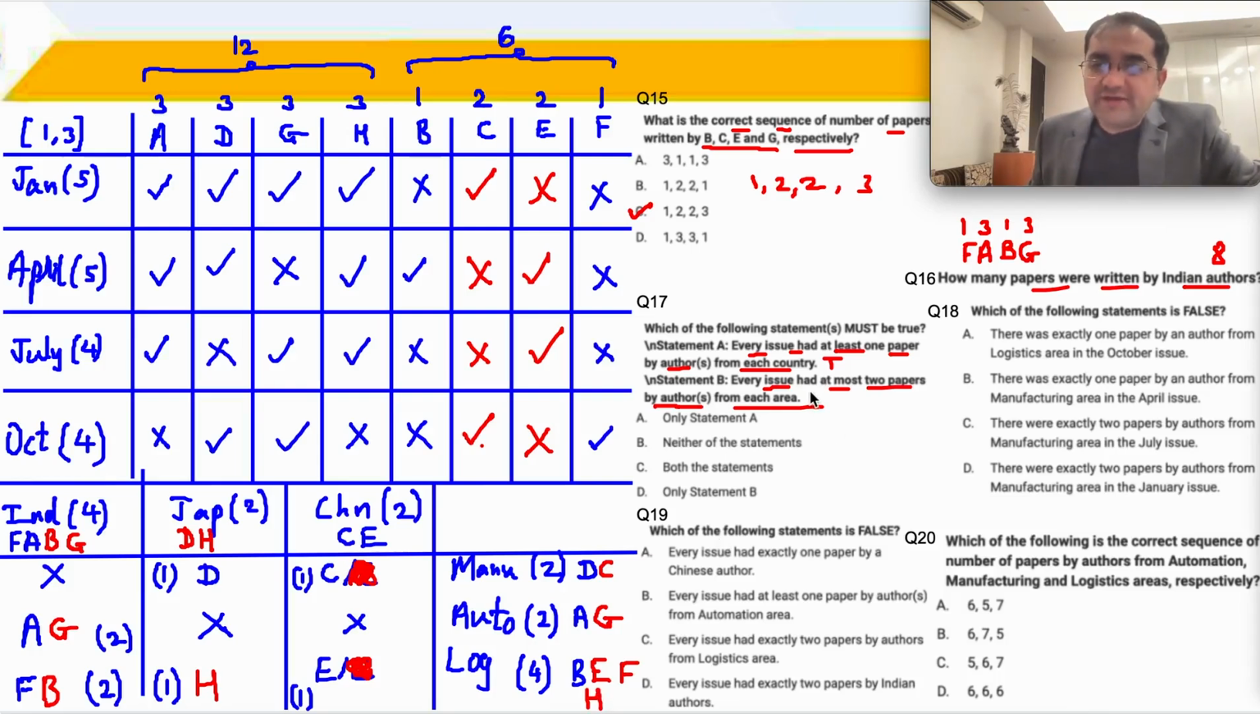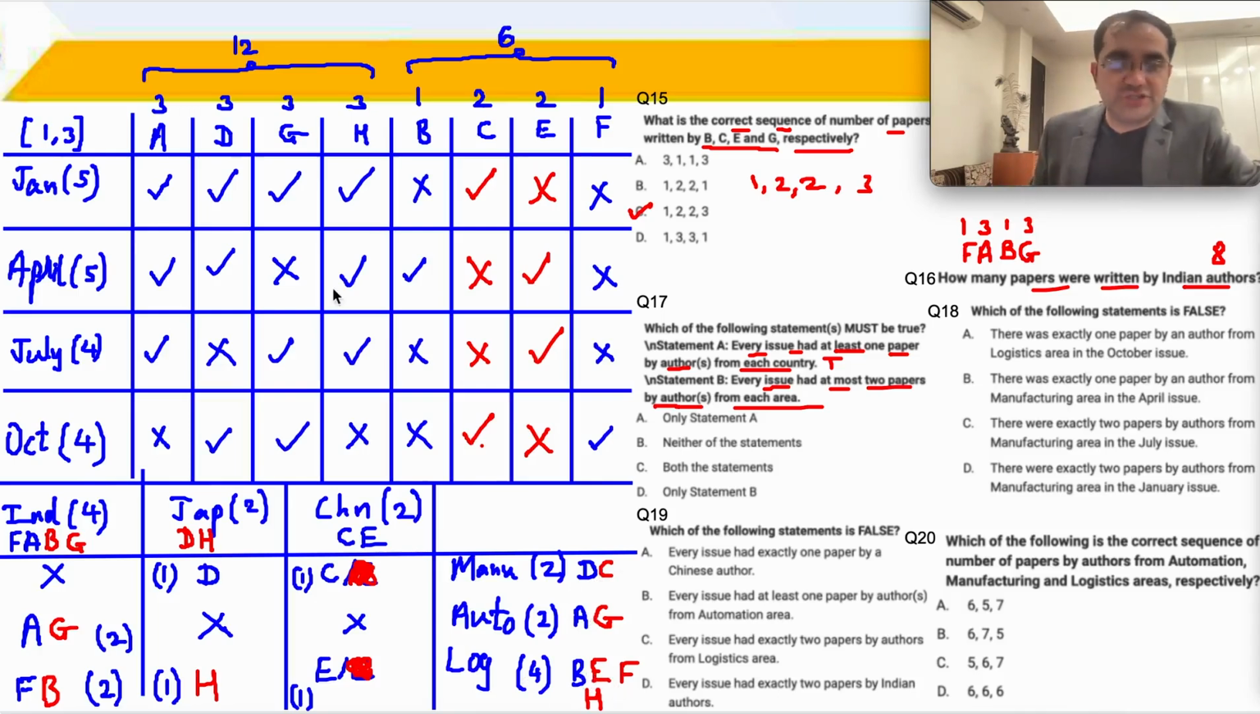सो हु कैन वायोलेट दिस at most 2 वाला स्टेटमेंट? Only people from logistics can violate this, that every issue had at most 2. यहाँ पे तो है ही दो लोग, हैं ही दो लोग, तो at most 2 it cannot be violated. So we need to check only for logistics people.